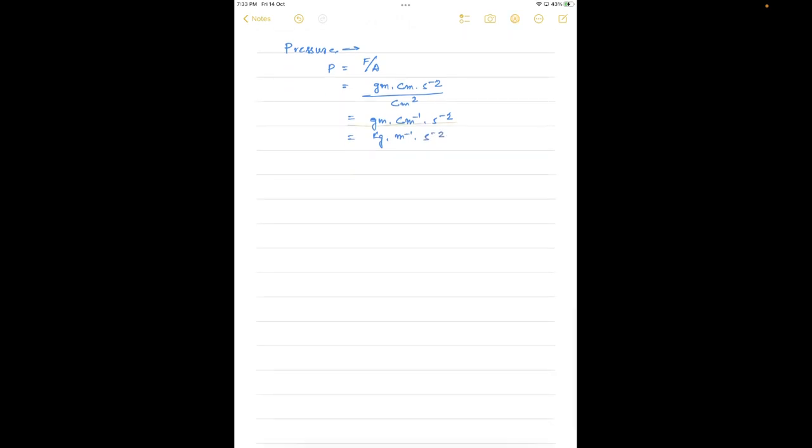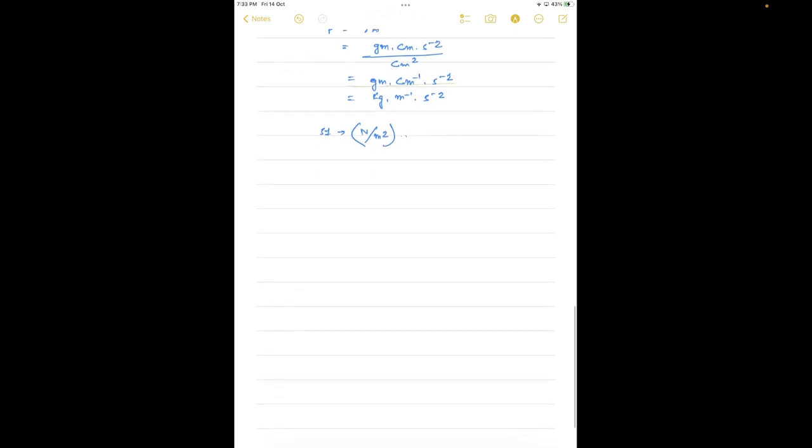Now pressure can also be expressed by F upon A, which means the SI unit will be Newton per meter square, and Newton per meter square means 1 Pascal. So 1 Pascal equals 1 Newton per meter square, which is similarly equal to 1 kg meter inverse second minus 2.